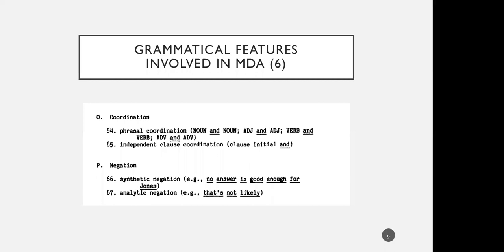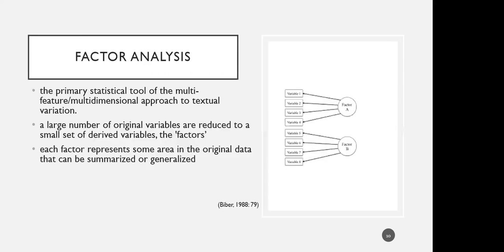So as you can see, there are quite a lot of different variables which are involved in multidimensional analysis, and in order to handle such a large number of variables, Douglas Biber proposed employing factor analysis. Factor analysis allows researchers to reduce the original variables to a small set of derived variables, which are called factors.